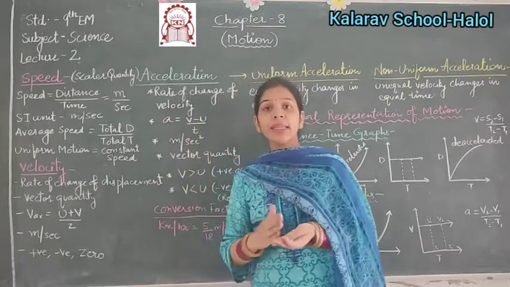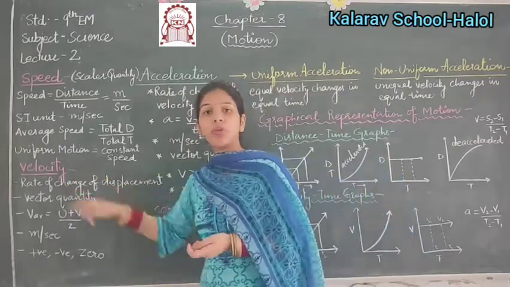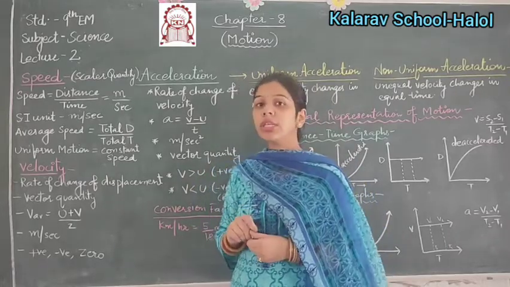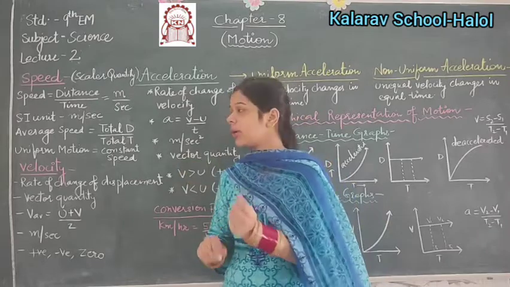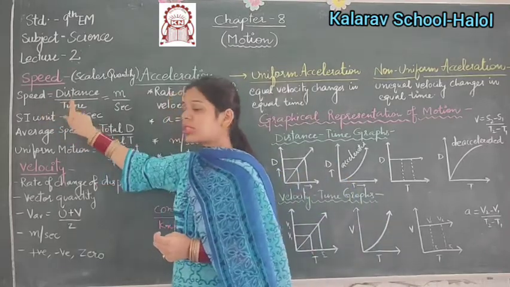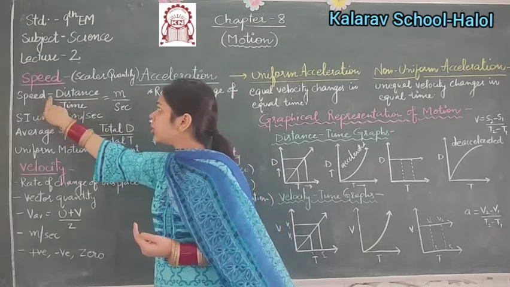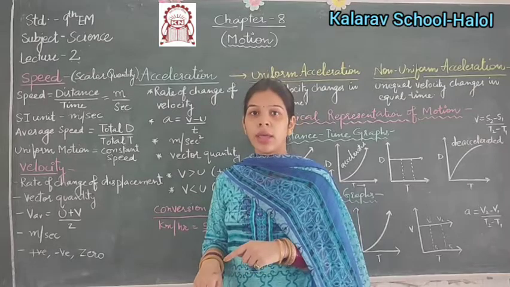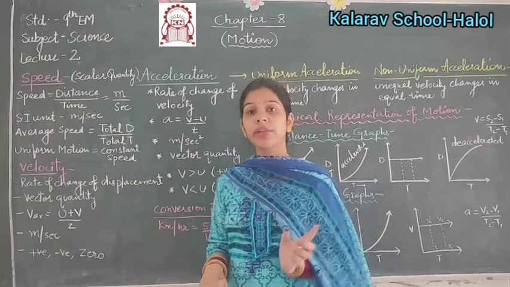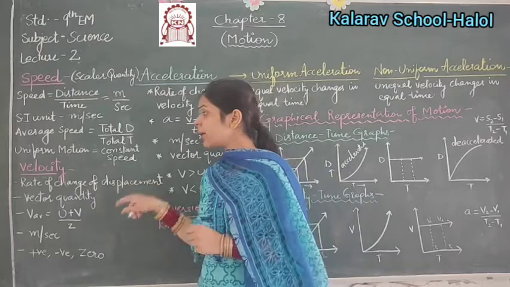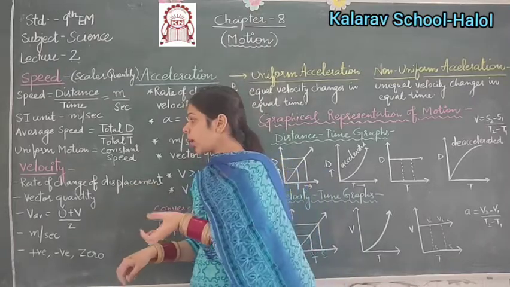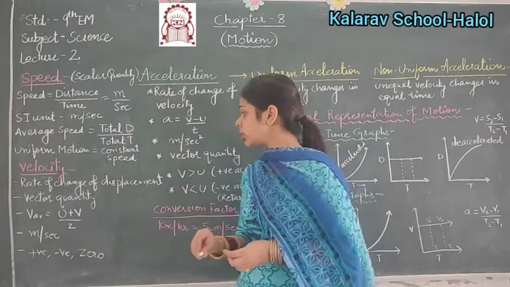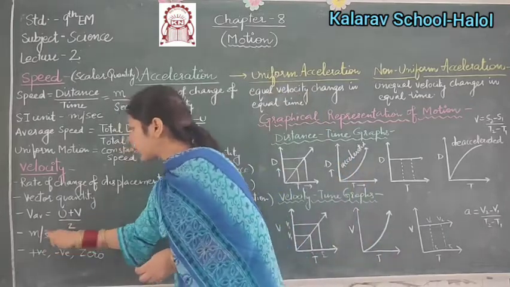Related to speed, the next term is velocity. Velocity is the rate of change of displacement, so velocity depends upon displacement. As speed is equal to distance upon time, similarly velocity is equal to displacement over time. We studied displacement in the previous lecture. Displacement is a vector quantity, so velocity is also a vector quantity. The unit of velocity is similar, that is meter per second.